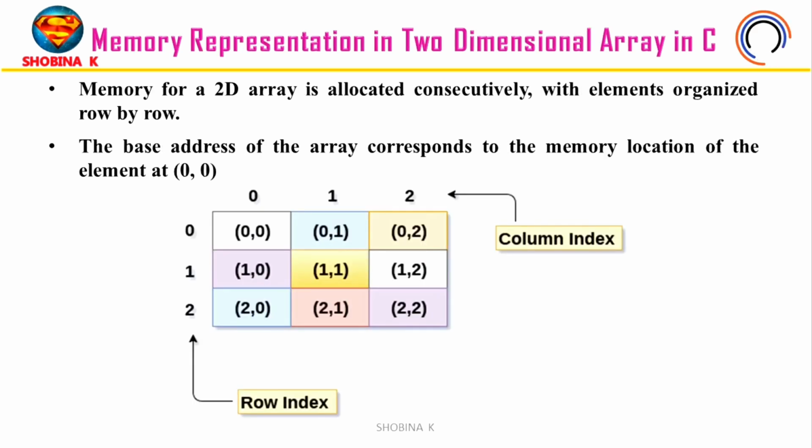Memory for a two-dimensional array is allocated consecutively with elements organized row by row. The base address of the array corresponds to the memory location of the element at [0][0]. So a two-dimensional array provides a way to organize data in a grid-like structure, allowing for the representation of tables and matrices. It is a useful tool in C programming for handling two-dimensional datasets.